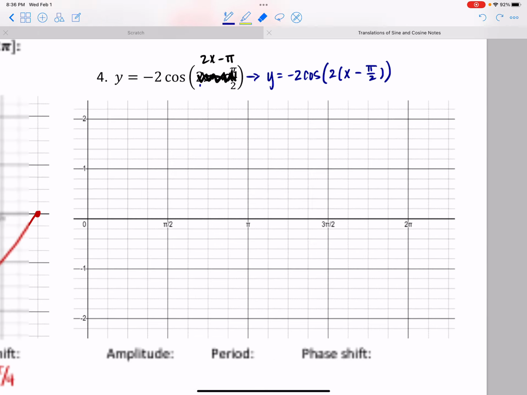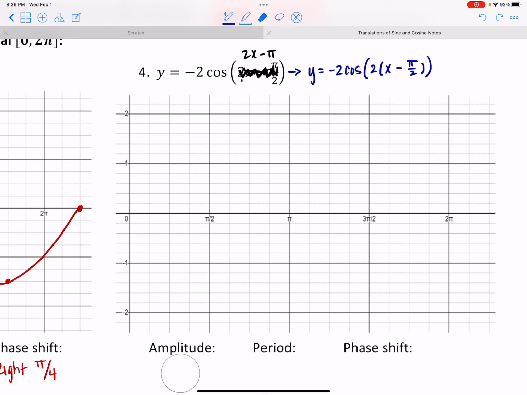Okay, so amplitude is going to be 2. Period is 2 pi divided by b, which is 2 in this one, so that's going to be pi. And then phase shift is going to be pi over 2, again, to the right because it's being subtracted. Okay, so we're not shifting up or down on this one. We're just going to shift to the right. So I don't need to move the midline.